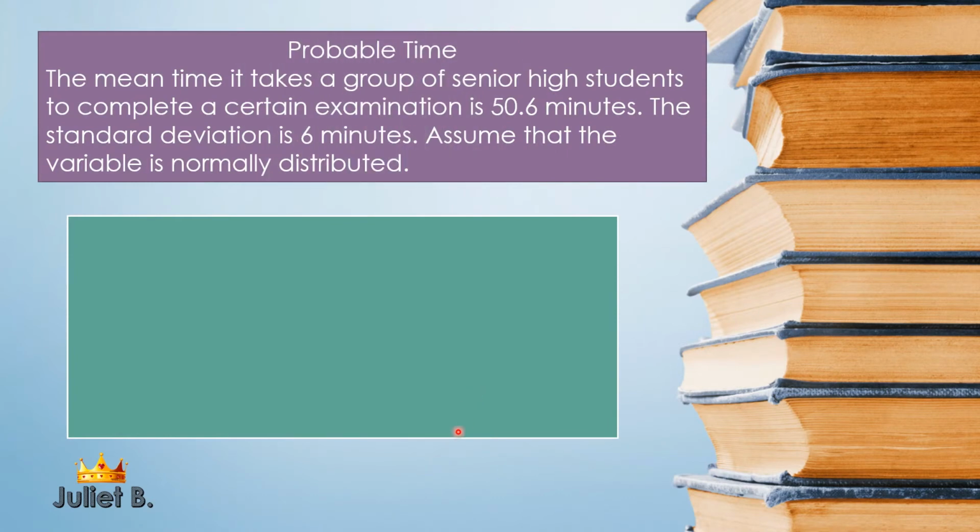So let us have this example called probable time. The mean time it takes a group of senior high students to complete a written examination is 50.6 minutes. Take note, mean time. So this is a mean. The standard deviation is 6 minutes. Assume that the variable is normally distributed.